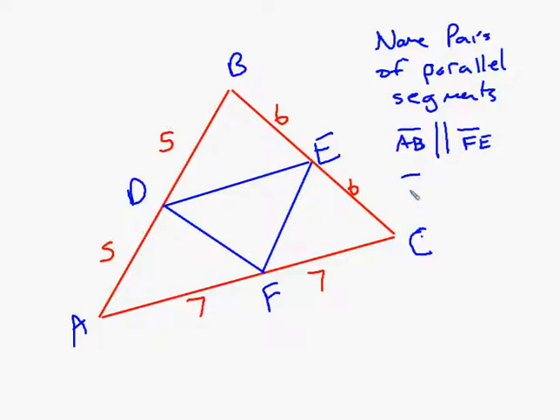Right? I have segment DF. What is parallel to segment DF? BC. Anyone not see why BC is parallel to DF? Alright? Name the final pair. Try it in your notes.